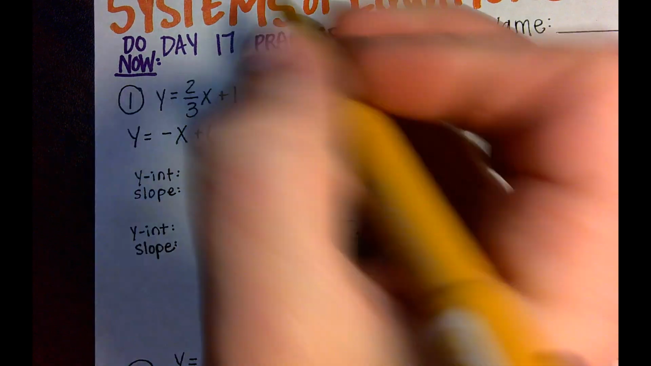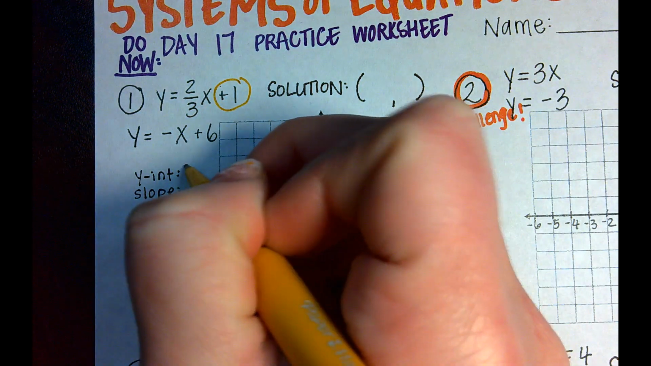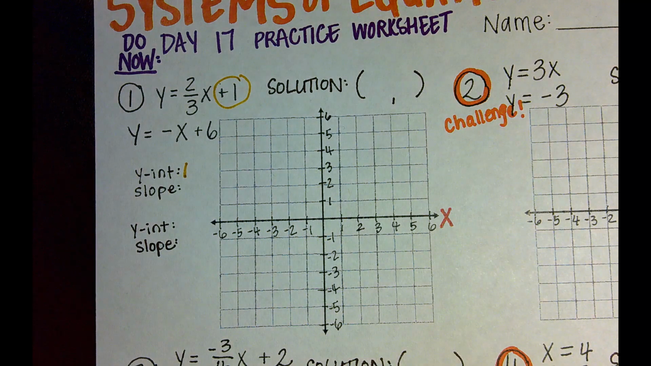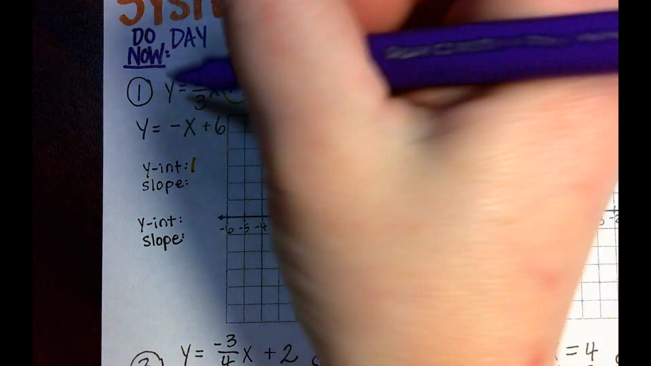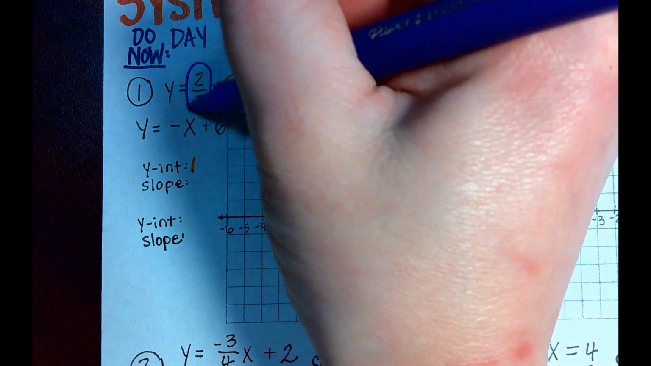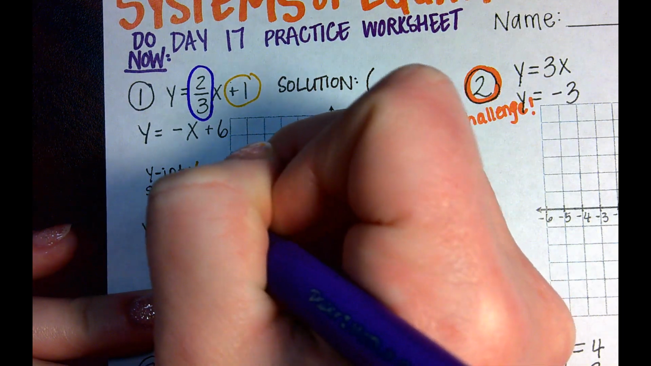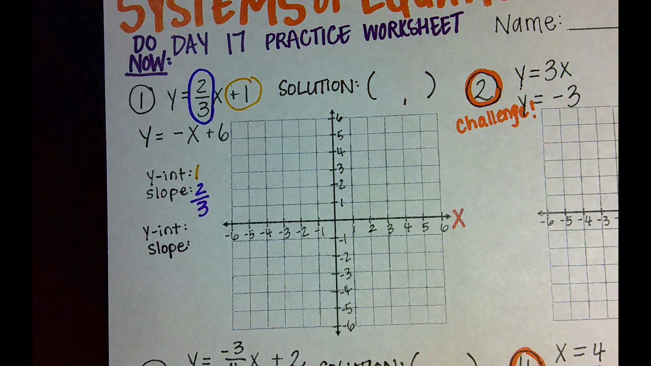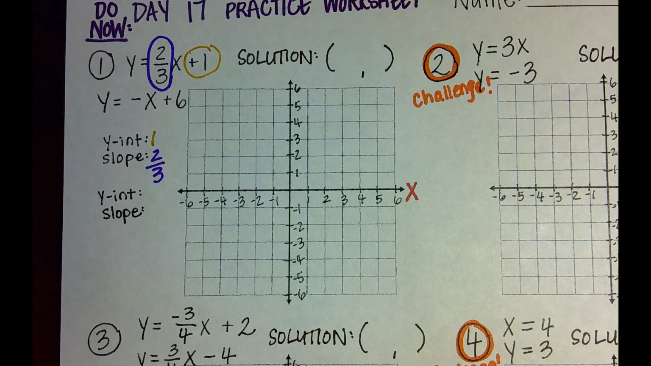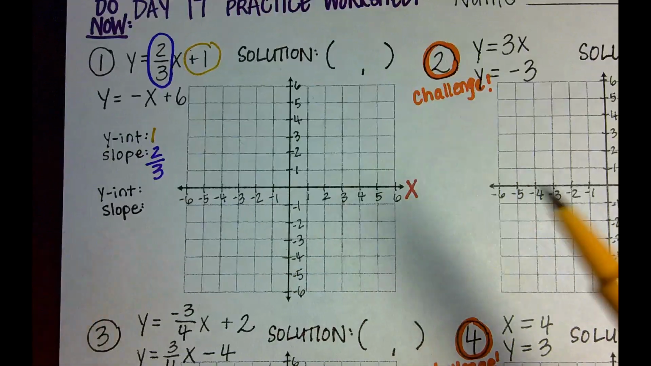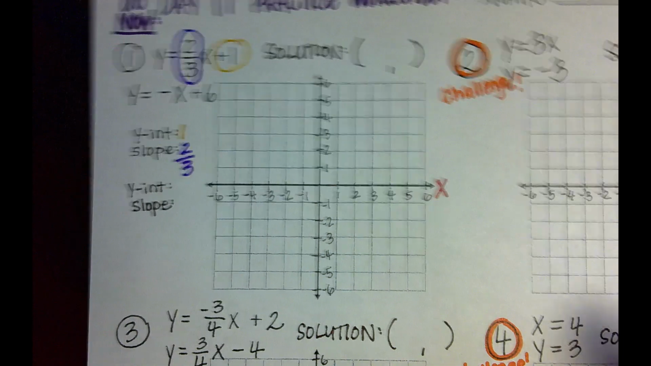1 for my first equation. Good, that's my y-intercept. And what's the slope of that equation? 2/3. We got it. Okay, so let's graph one line at a time so we don't accidentally connect the wrong dots. So if my y-intercept is 1, where do I put my first point?